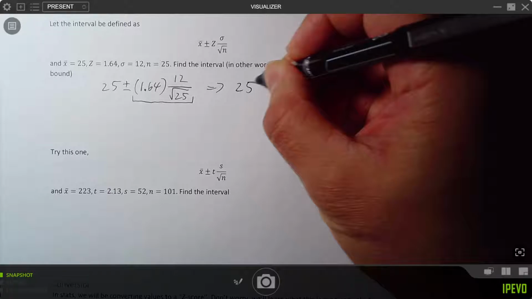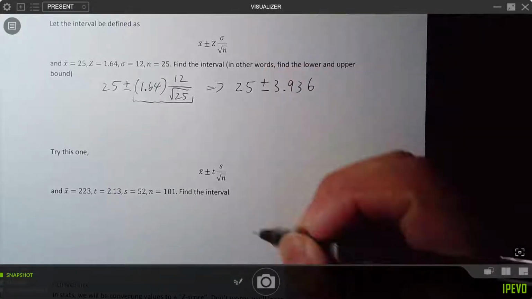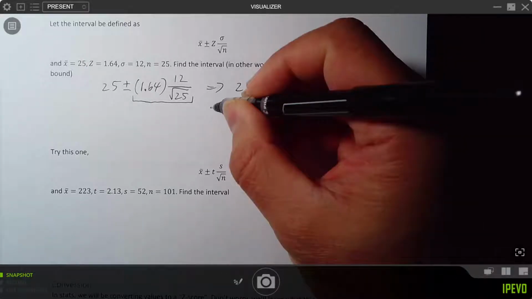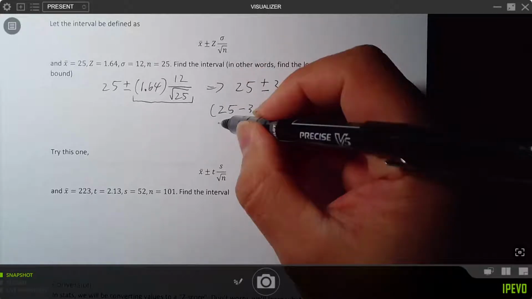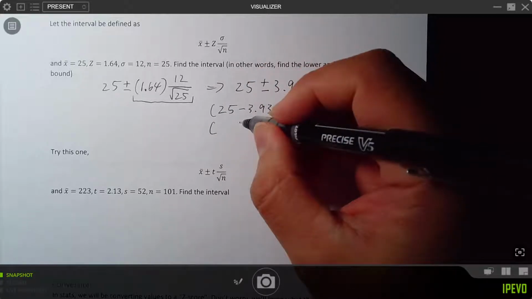Okay. All right. Now, once you get that, then we can write it as an interval. So the lower bound will be 25 minus this number. Upper bound, 25 plus the same number. Okay. And then simplify that. You'll get 21. So that's our lower bound, and we're going to use LB as a notation, and that's our upper bound. That's the upper bound right there.